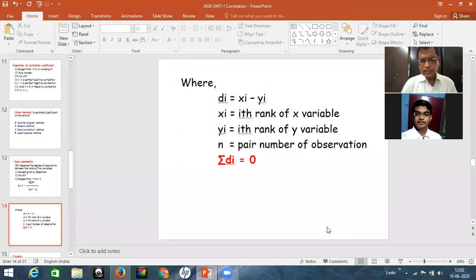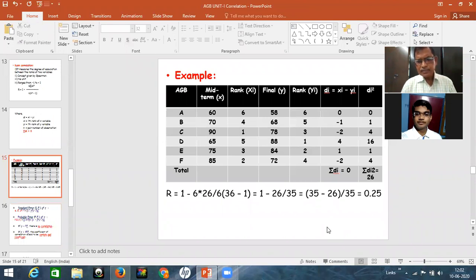So di is xi minus yi. xi is the ith rank of the x variable, yi is the ith rank of the y variable, and n is the number of pairs of observations. Summation di is equal to 0. It is just like the mean deviation. When the values are deviated and you take the total, it will be 0. Just to avoid this problem, all the deviated values are squared.